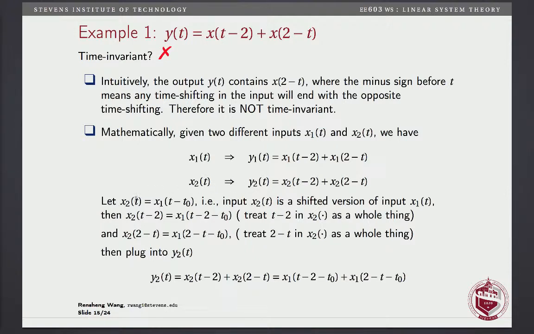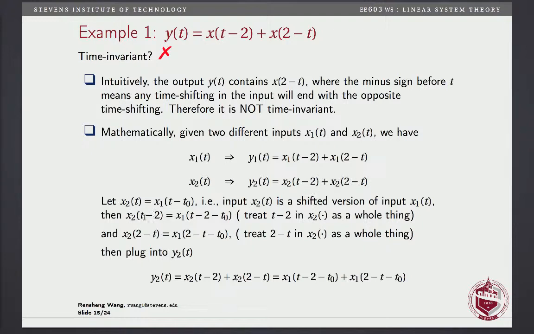So we need to assume the second input is a shifted version of the first input, or we can say x2(t) equals x1(t minus t naught). You have some shifting here. So let's look at y2(t). That contains x2(t minus 2) and x2(2 minus t).